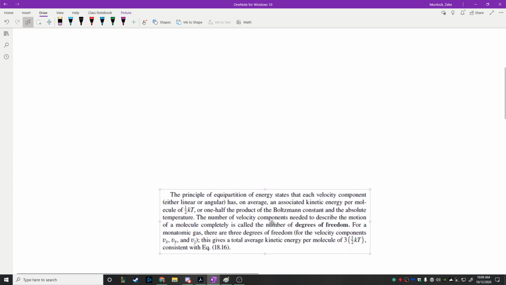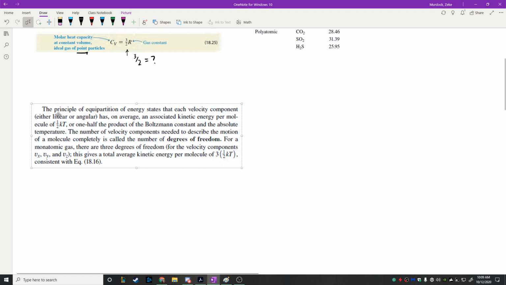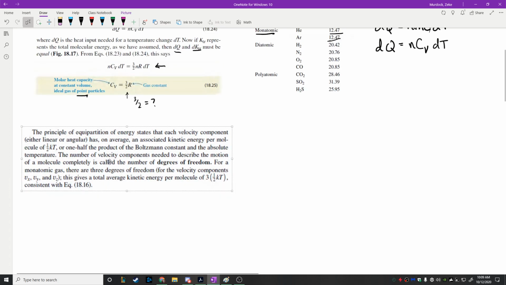So this leads us to something that's called the principle of equipartition of energy. This can actually be derived. What we're about to say here can be derived, and to some extent, we went through a very brief derivation of it last time. But let's read what this says right here. This is a really, really important theorem in physics, by the way.